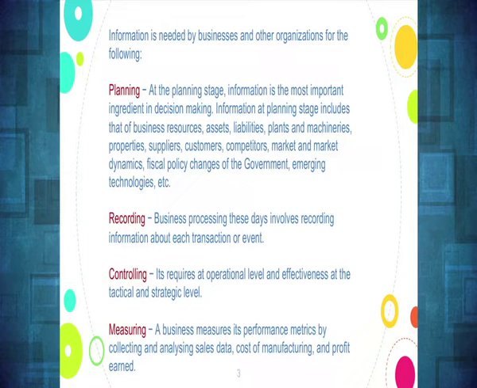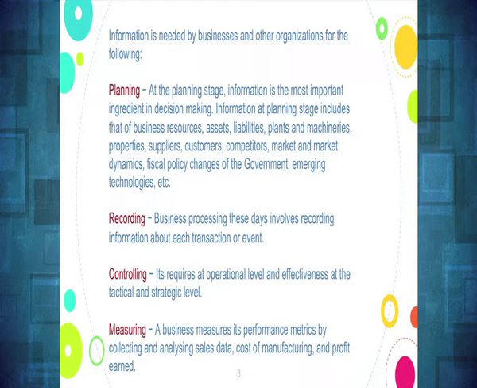Information is needed by businessmen and other organizations for purposes such as planning. When we are planning to establish a business center, initiate a new product in the company, or make an investment in different allied companies, we need information. At the planning stage, information is the most important ingredient in decision making. Information at the planning stage includes business resources, assets, liabilities, plant and machinery, properties, suppliers, customers, competitors, market and market dynamics, fiscal policy changes of the government, emerging technologies, etc.